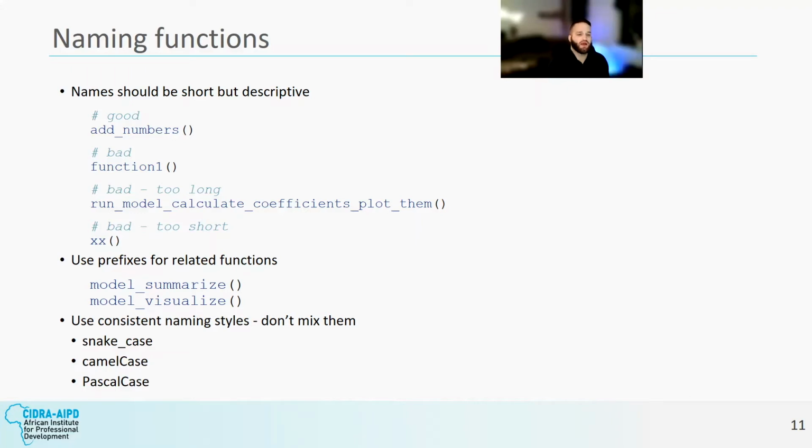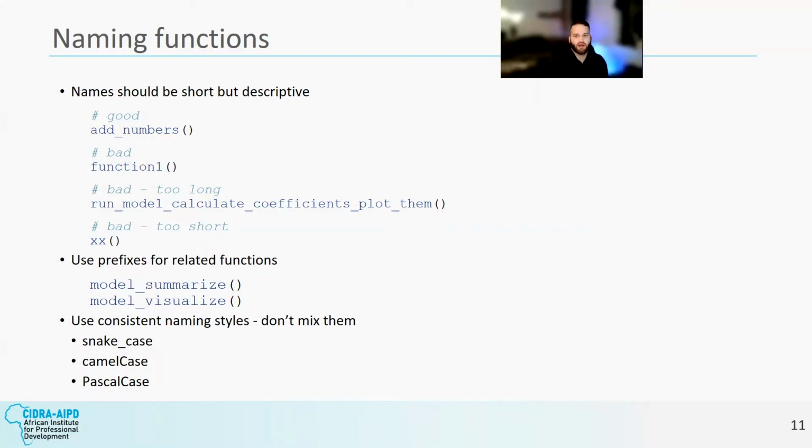Now, if you create a suite of functions where you have several different functions, but they all work on the same sort of problem or methodology, it's often useful to name your functions using a prefix and then an action. So let's say we have a project where we need to model some data.